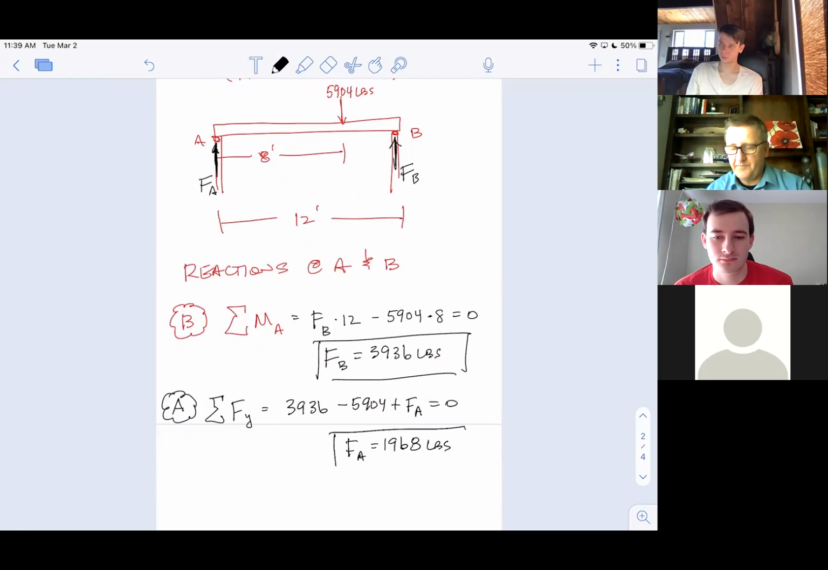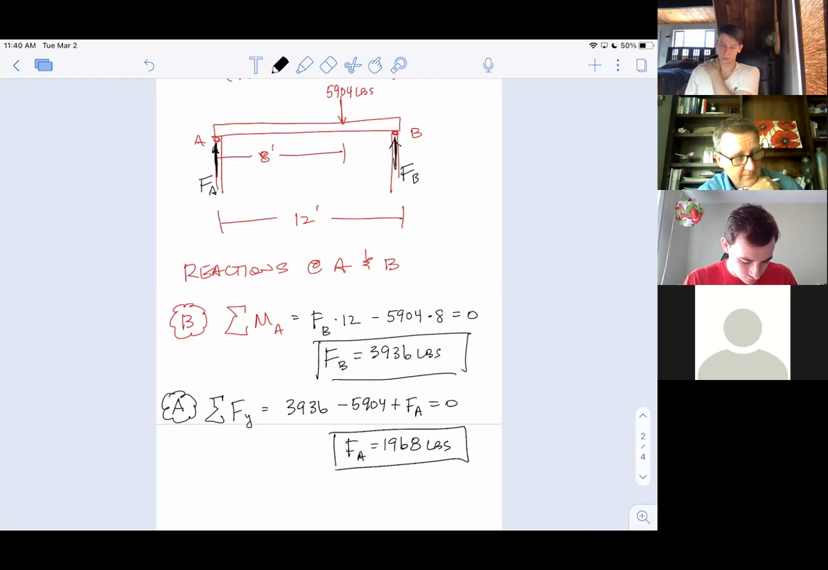So that makes sense. So is that 1/3 and 2/3, do you think? Is 3936 also 2/3 of 5,904? Notice it is.